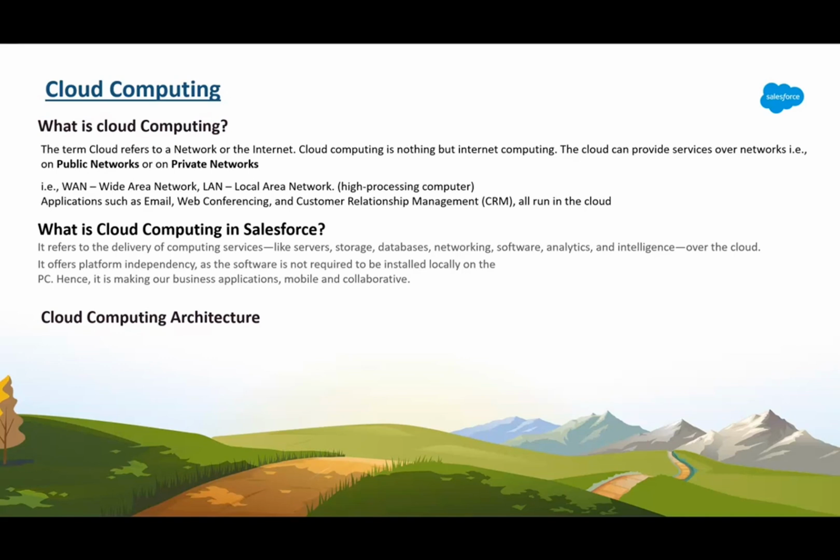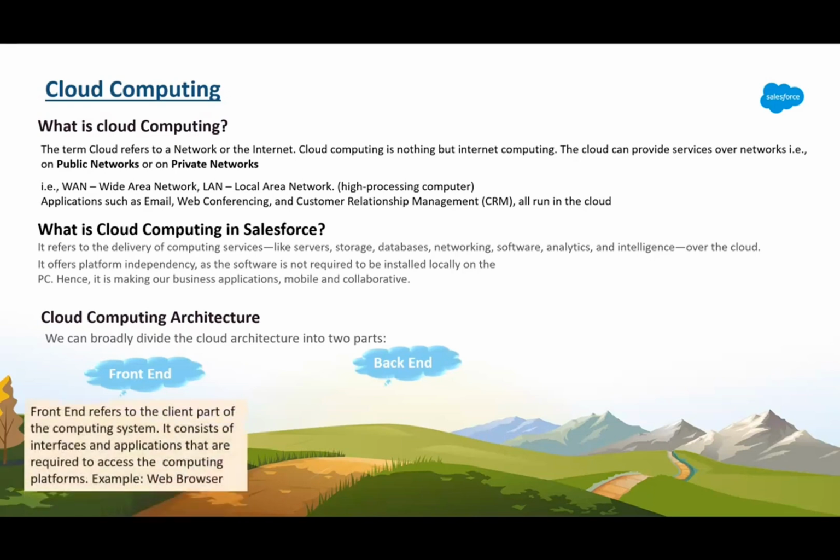Cloud computing architecture. Basically, cloud computing architectures are broadly divided into two parts: front end and back end. Front end is the client-facing end of the computing system, and it includes the user interface and the applications that are used to access computing platforms. Like we have the internet, and on browsers we search for something, and if we have credentials we can also log in to those applications. All those steps are done from the front end.